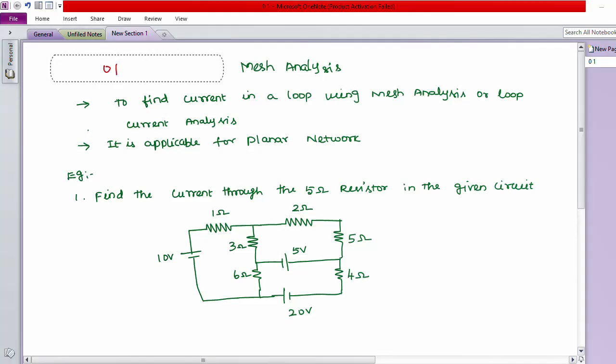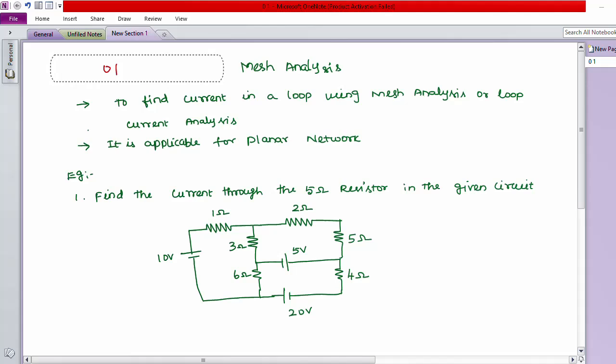Welcome to the lecture. Today we are going to see the topic mesh analysis. Mesh analysis is nothing but determining the current in each loop. First of all, we have to define what is mesh. A mesh is defined as a loop which does not contain any other loops within it.